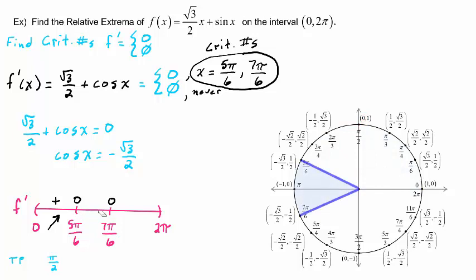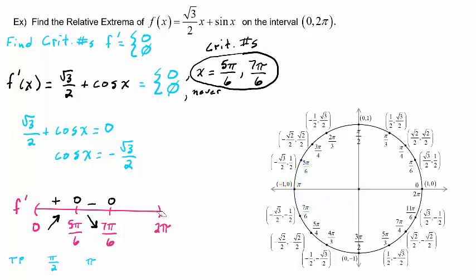Between 5 pi over 6 and 7 pi over 6, we could use a test point of pi. We know that the cosine of pi is negative 1. And radical 3 over 2 minus 1 is going to be a negative number. So then we know f will be decreasing on that interval.